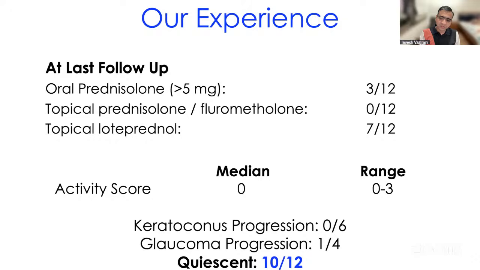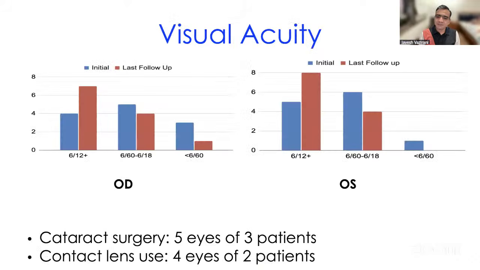So if we treat the ocular allergy properly, in most of the patients the keratoconus stops progressing. Likewise, because you don't need to use steroids, the glaucoma is also arrested. If needed, you can even do glaucoma surgery. If the eye is quiet, one can do cataract surgery, one can do contact lens fitting, and that has an impact on the visual acuity. So in all of these patients, you'll see over a long period of time, because of these interventions, the visual acuity improves dramatically.